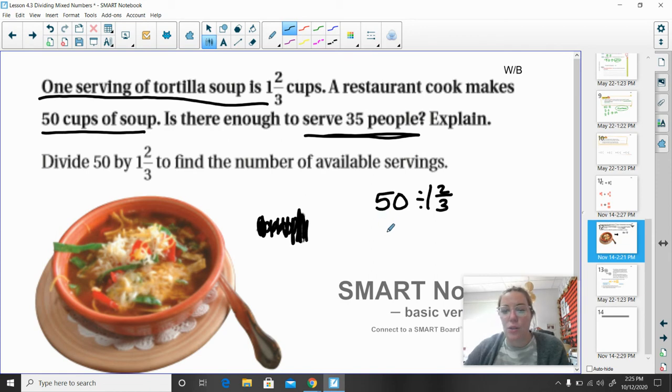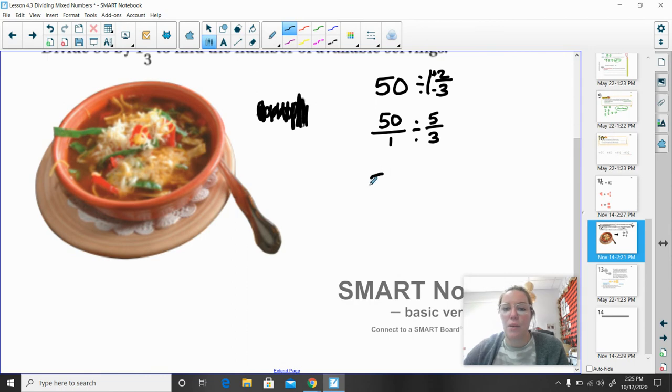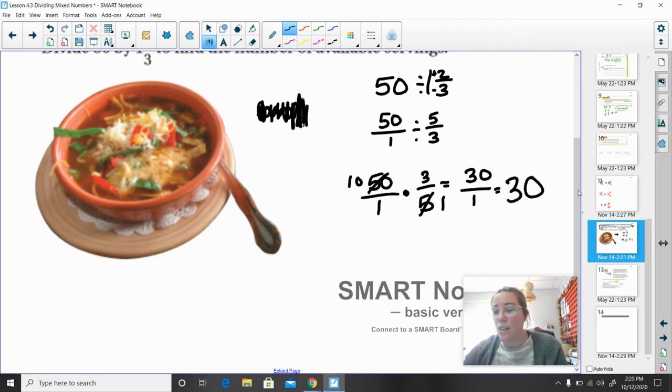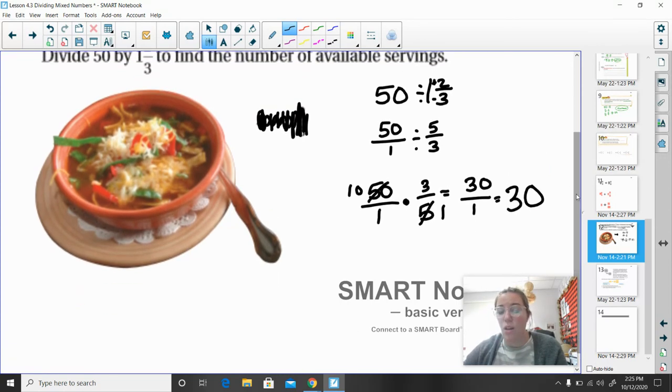All right, so I have to rewrite 50 over 1, improper fraction, divided by 3 times 1 is 3, plus 2 is 5, 5/3. Now I can copy dot flip. Multiply by the reciprocal. 5 divided by 5 is 1, 50 divided by 5 is 10. So I multiply straight across the top, 30 over 1. So does he have enough for 35 people? No, he only has enough for 30 people.